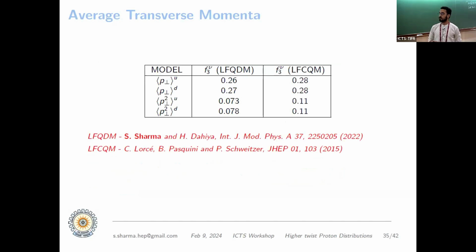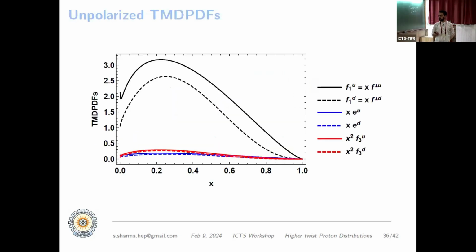So very little data has been available for twist 4 TMDs, but in the light front consistent quark model, they have done some calculations. We have compared our results with the light front consistent quark model, and we have found that for the p-perp case, the results are very similar. Also for p-perp square, it is different from what they are getting from the light front consistent quark model. This has been taken from the Cedric-Loris paper.